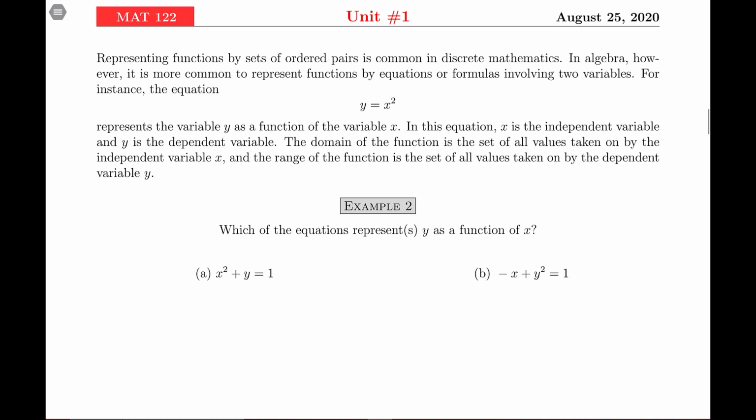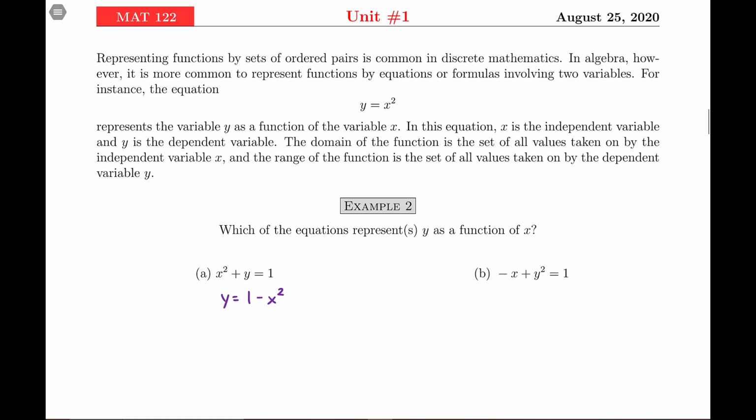So sometimes we have equations, and we have to look at those equations and determine whether or not they represent a function of x. So does every input generate only one output? So for the first one, let's solve this equation for y. And we'll solve that for y by subtracting x squared from both sides.